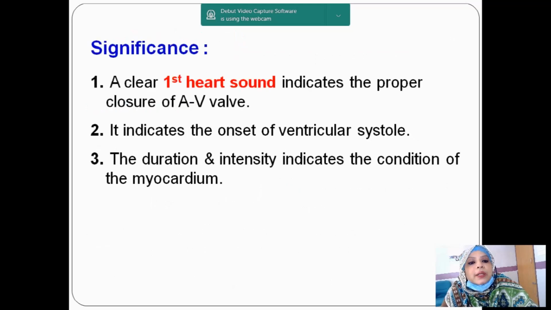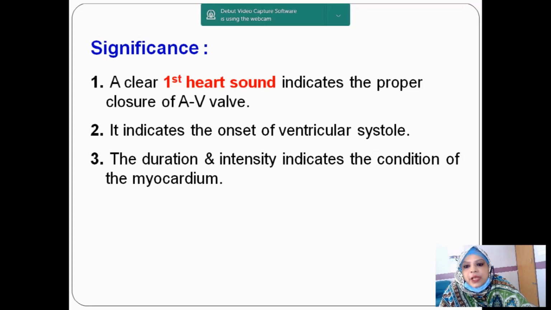Now, what are the importance or significance of first heart sound? A clear first heart sound indicates the proper closure of the atrioventricular valves, that is the tricuspid valve and mitral valve. A clear first heart sound, what will it indicate? It indicates the proper closure of the AV valves. During the first phase of ventricular systole, the atrioventricular valves suddenly close, and this sudden closure produces first heart sound, and it indicates proper closure of the tricuspid valve and mitral valve.